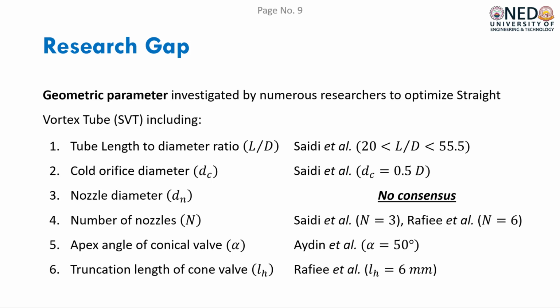However, Ranque et al. found the maximum cold temperature difference with a truncated length of the hot conical valve, which is 6 mm in length. Also, Aiden et al. found the optimum apex angle of the conical valve in a vortex tube, which is 50 degrees.